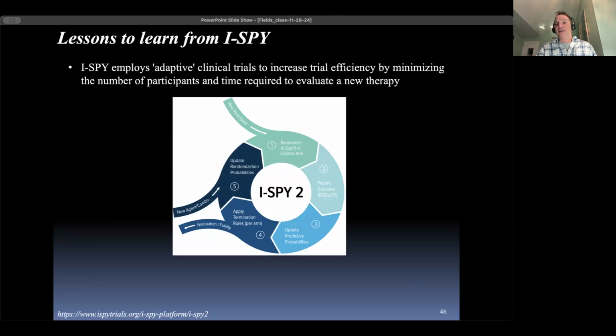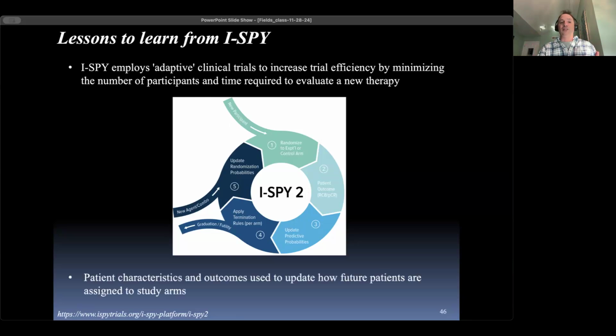And if they're doing well or poorly, you can update the predictive probabilities for how a patient coming in with those characteristics is going to do on that arm. So after you get enough patients into these arms, you can either advance them and say, this is the arm that's really working for patients with these characteristics, or you can shut them down because they're not working, they're futile. And then you update your probabilities. And so the next patient who comes in has, in principle, a higher likelihood of going on one of those arms to give them a better outcome. So this is an adaptive thing at the population level. Patient characteristics and outcomes are used to update how future patients are assigned to study arms.